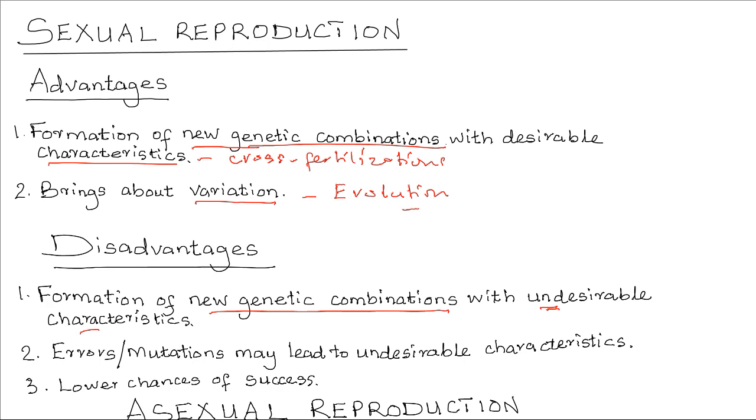Second disadvantage is the mutations or errors that occur, especially during gamete formation. Mutations may also lead to undesirable characteristics.